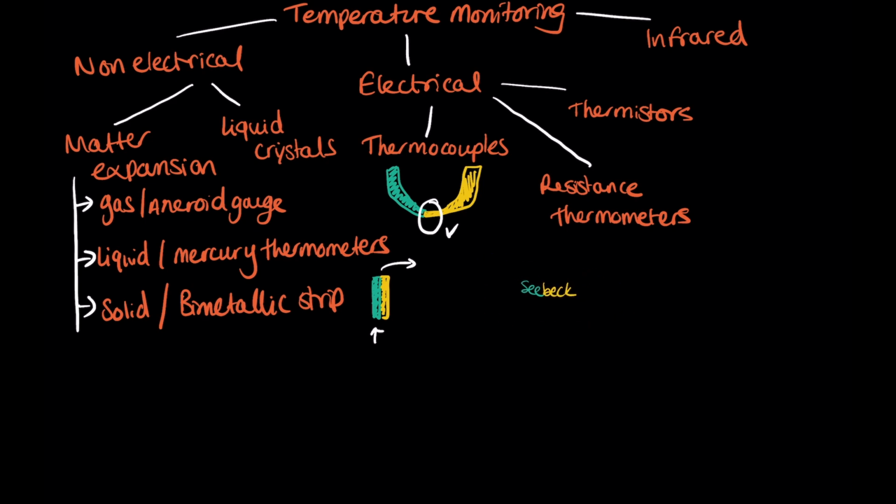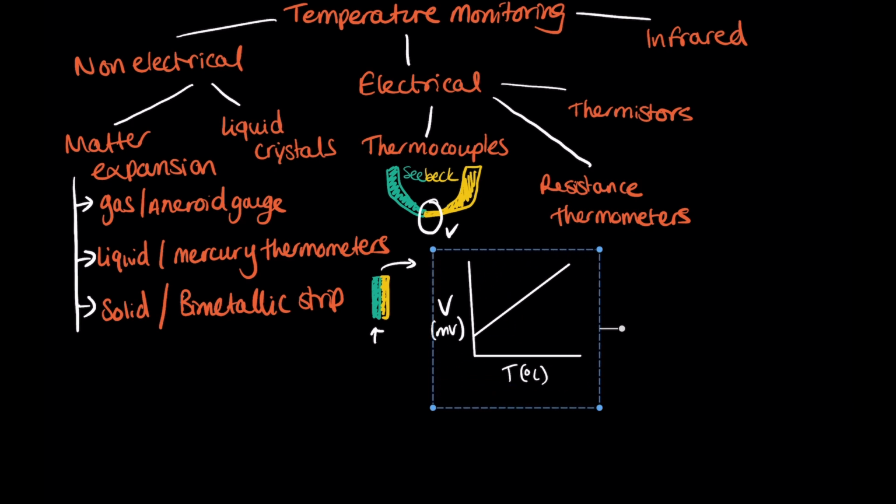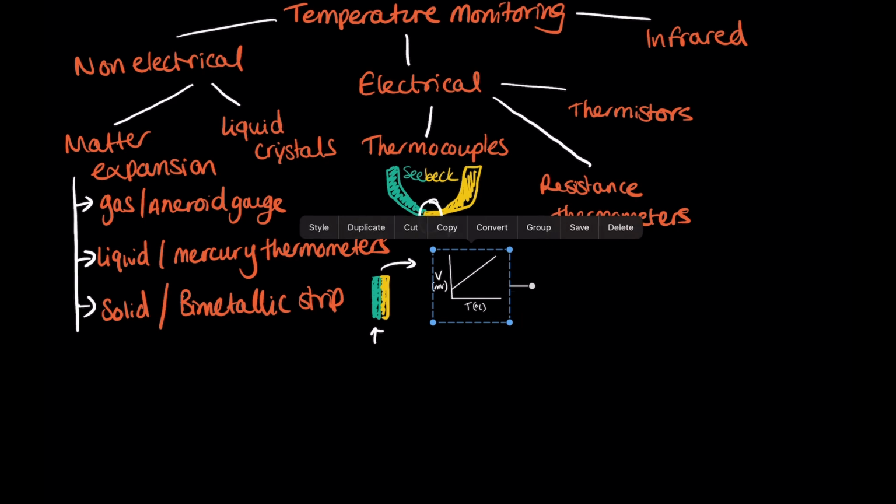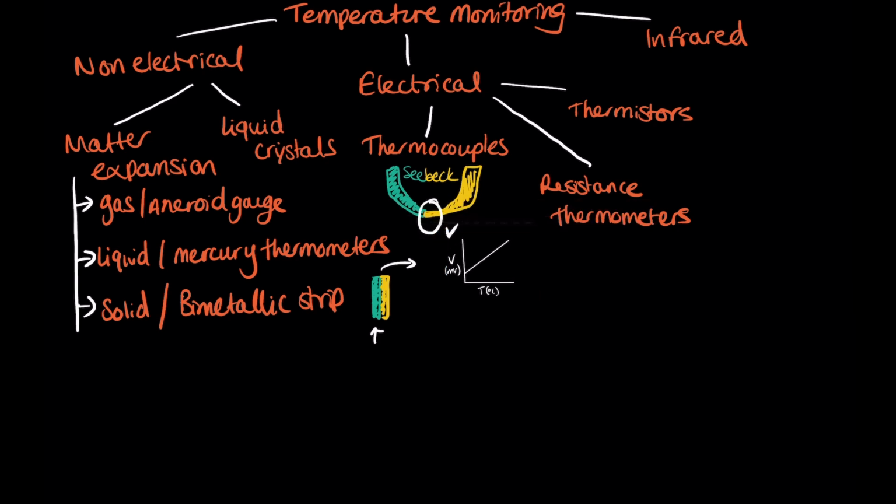You can draw a graph to represent this. Draw the two axes with temperature on the x-axis, in degrees Celsius, and voltage on the y-axis, in millivolts. Draw a straight line with a positive gradient that starts from above zero on the y-axis. This shows that as temperature rises, the voltage measured at the measurement junction of the two metals will be higher.